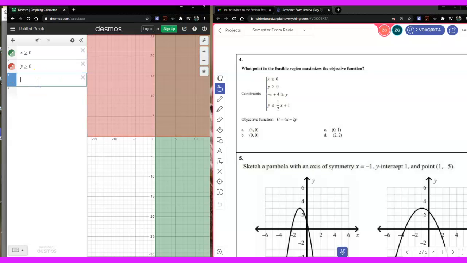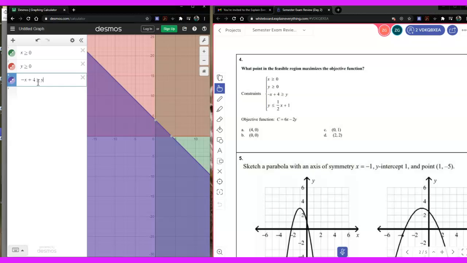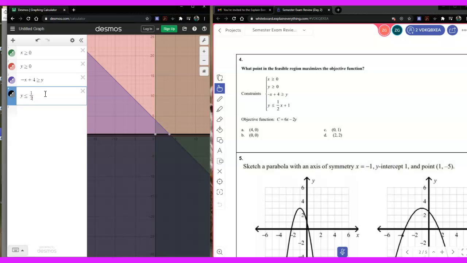The next one is negative x plus 4 is greater than or equal to y. And then the last one is y is less than or equal to 1/2 x plus 1.